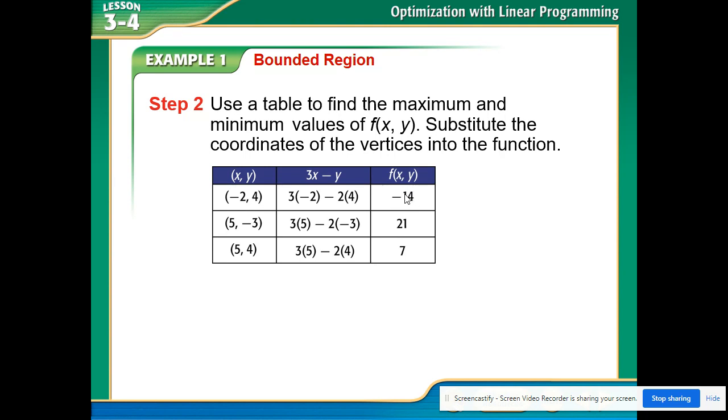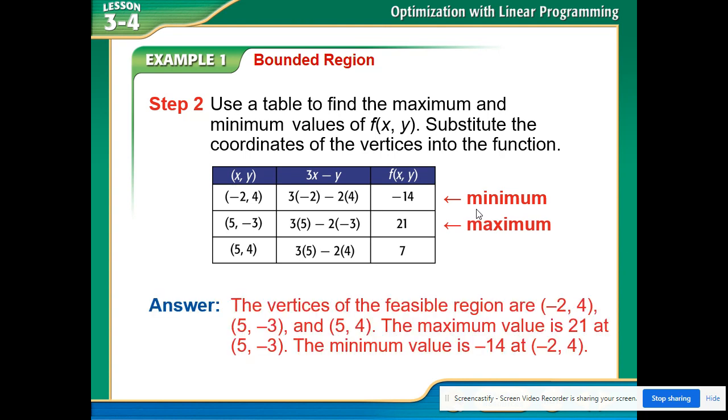Probably don't want to have that kind of a profit, -14 bucks. 21 sounds a lot better. So minimum and maximum. And so we can go ahead and say the maximum is 21 at this point, and the minimum is -14 at this point.